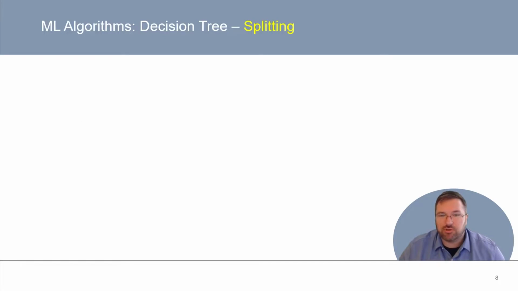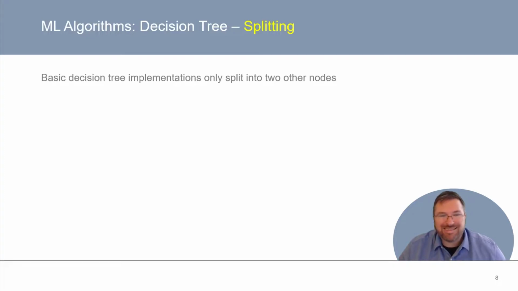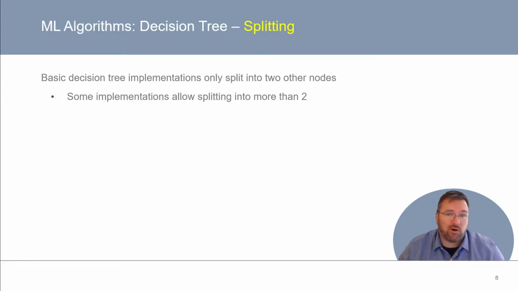As a precursor to learning how trees are trained, let's first look more closely at splitting. First, of note, basic decision tree implementations can only split a parent node into two offspring nodes. However, there are implementations that allow splitting into two or more offspring nodes.